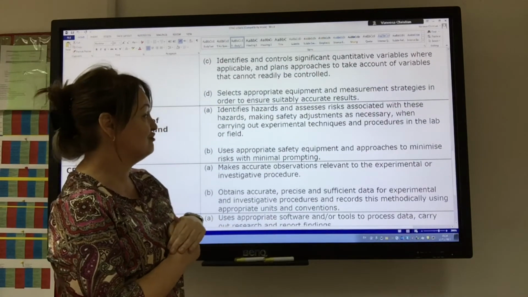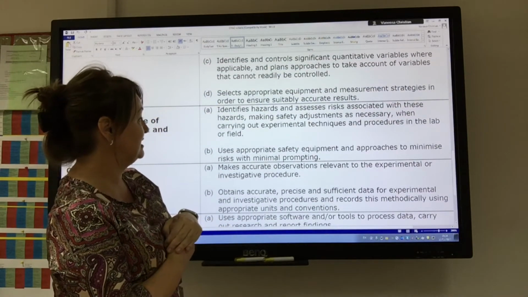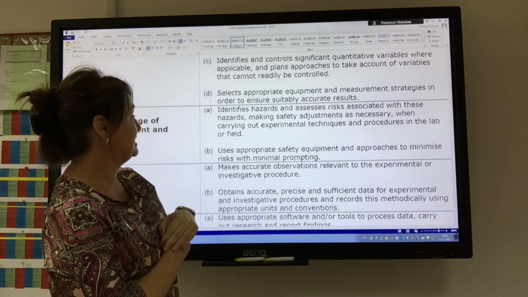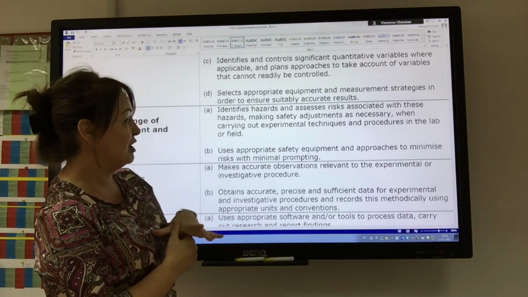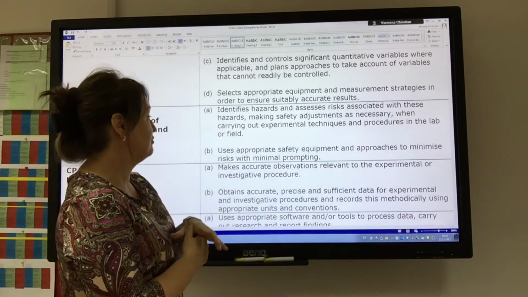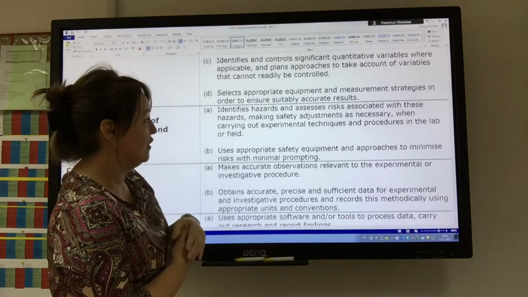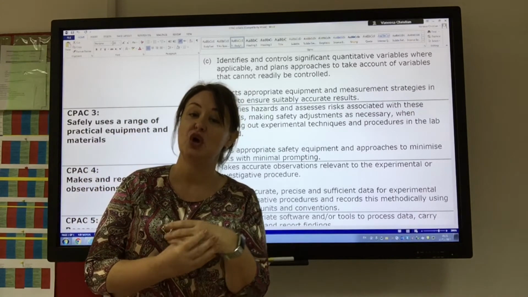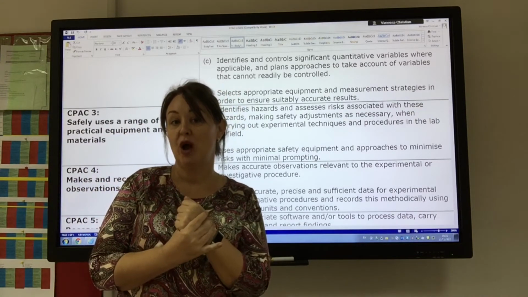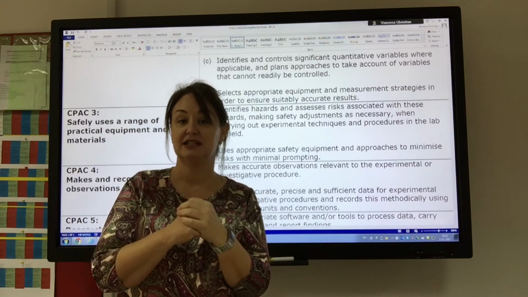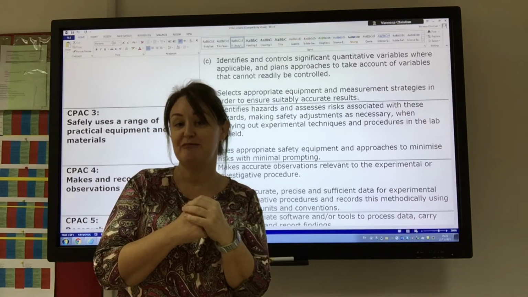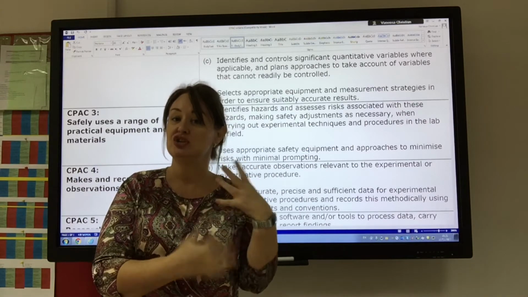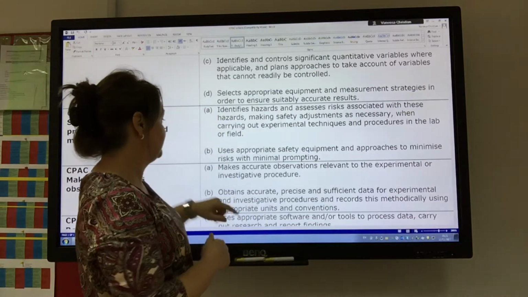Identifies hazards and risks associated with these hazards, making safety adjustments as necessary when carrying out experimental techniques and procedures in the lab or field. As you look through some of my other videos where we look at students' work and where they have circled where they feel they have met certain CPAC criteria, you'll see more examples of this.